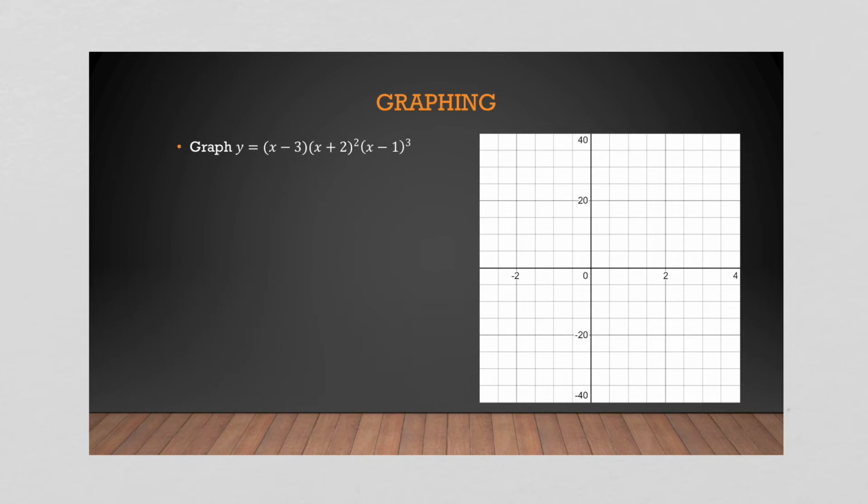So let's look at one more. This graph, let's do our degree first this time. We have a degree 3 root, we have a degree 2 root, and we have a degree 1 root, which means we're going to have a 6th degree graph. If we have a 6th degree graph, it means we have 5 turning points, and it means we are going to start up and finish up, or start down and finish down.